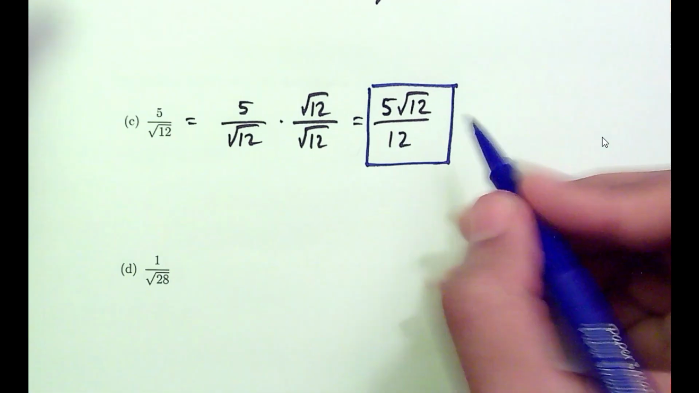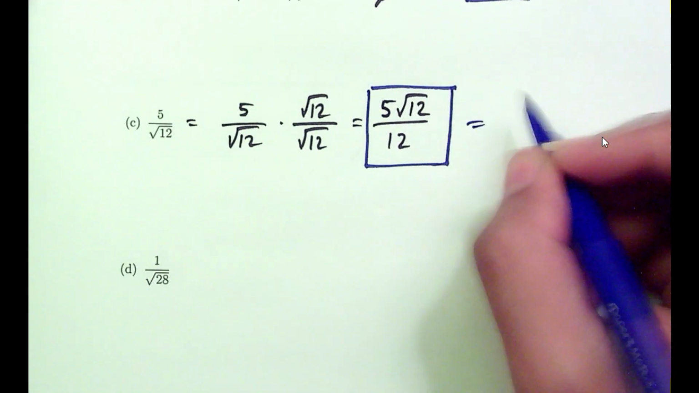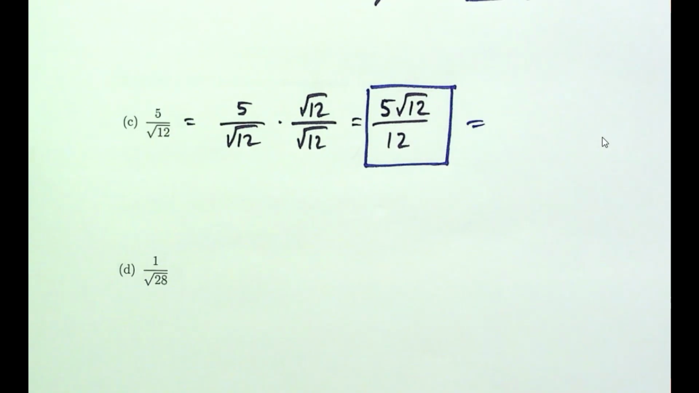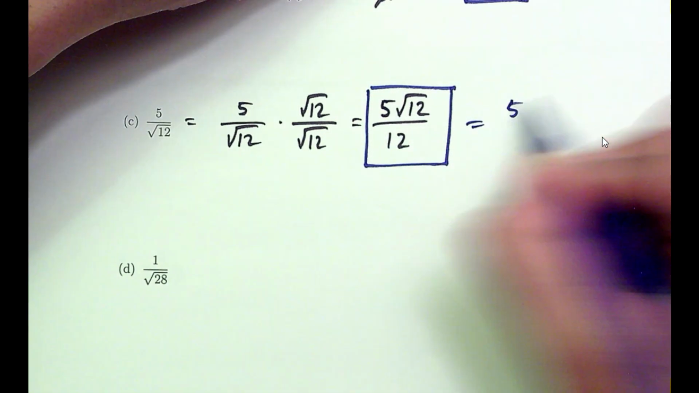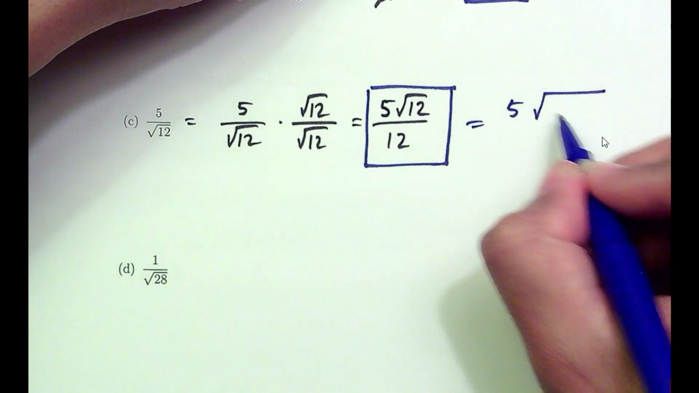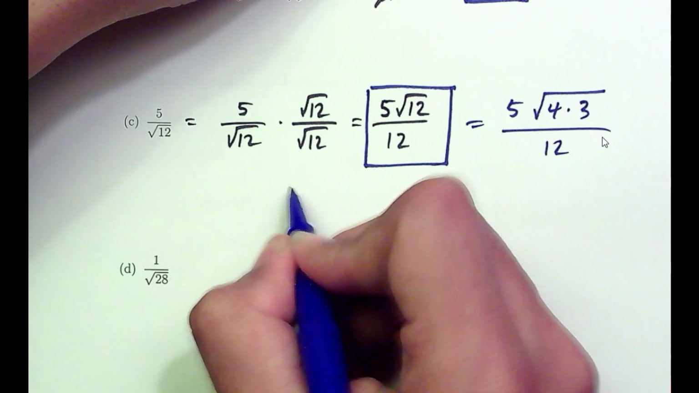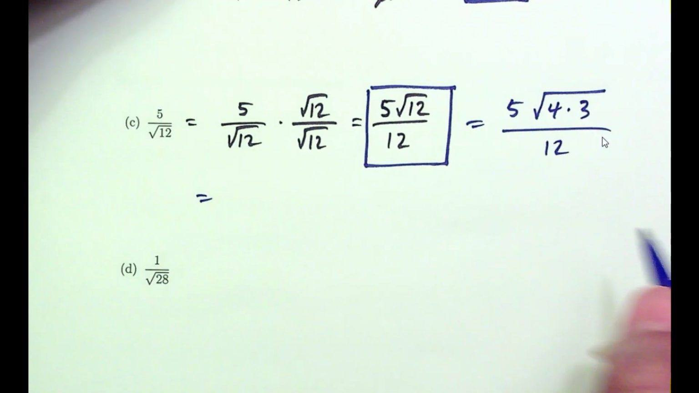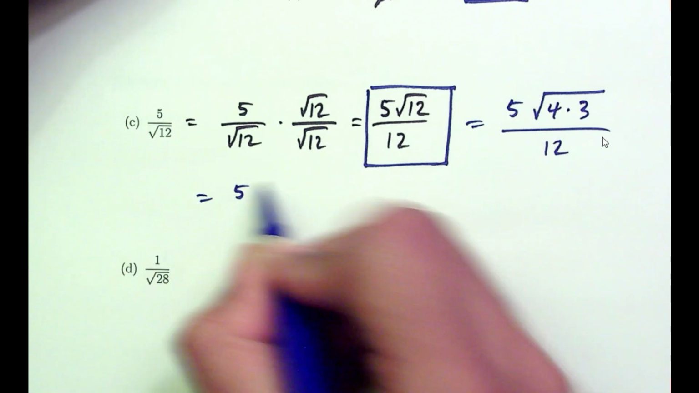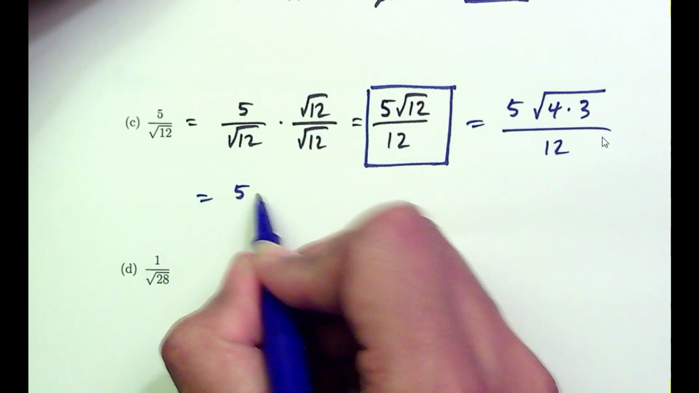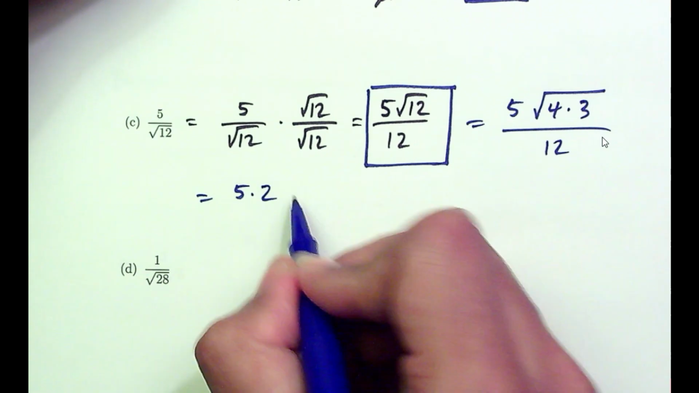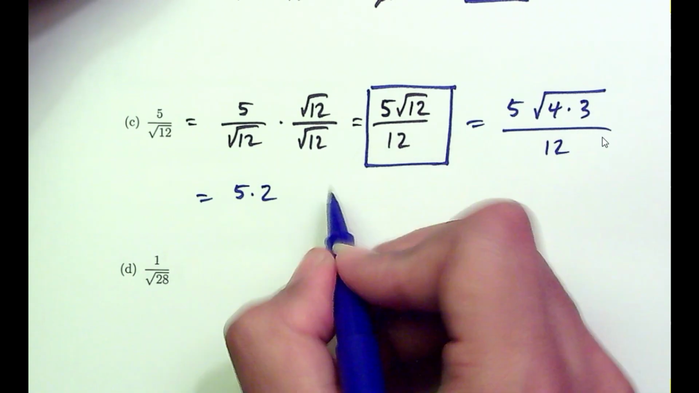So you need to actually simplify this. We're going to simplify this a little bit more, because the square root of 12 can actually be broken up. 12 is 4 times 3, and the square root of 4 is 2. So I can break up the 12 as 4 times 3, and the 2 goes outside the radical, and the 3, which doesn't have a square root, stays inside.